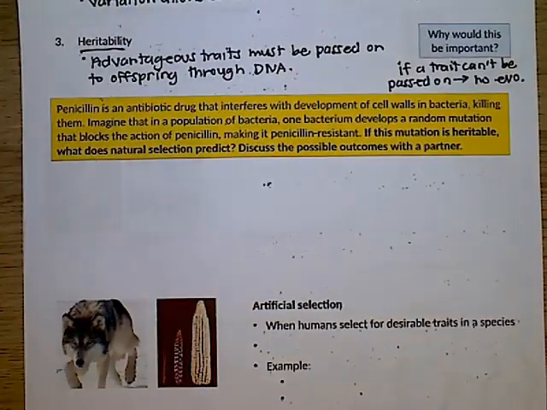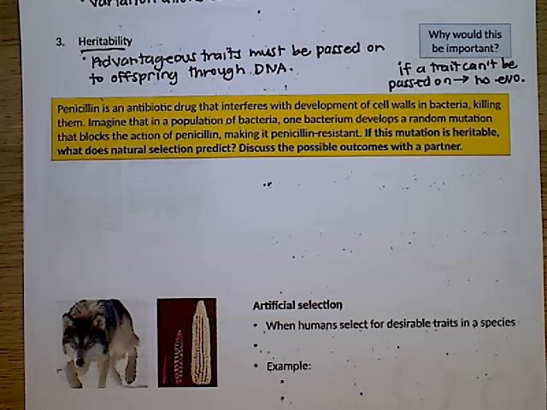I think this next question is super interesting because bacteria reproduce so fast that we can observe evolution within just a short amount of time. So, penicillin is an antibiotic drug that interferes with the development of cell walls in bacteria, killing them. Imagine that in a population of bacteria, one bacterium develops a random mutation that blocks the action of penicillin, making it penicillin resistant. If this mutation is heritable, what does natural selection predict? So think about the possible outcomes.